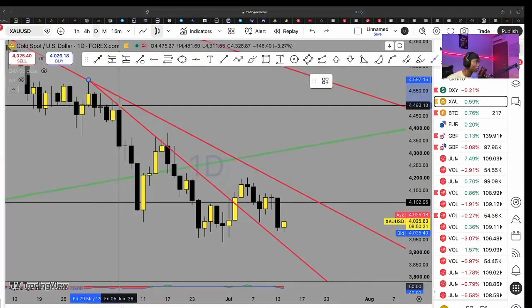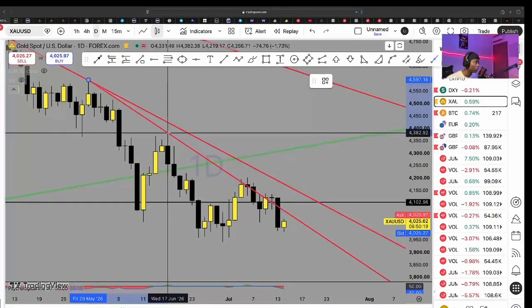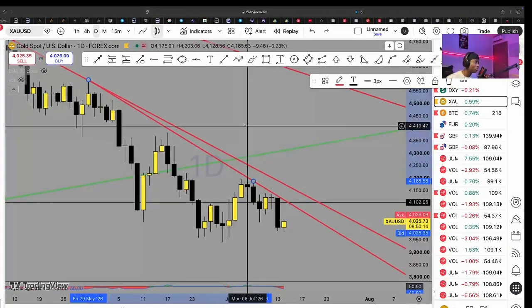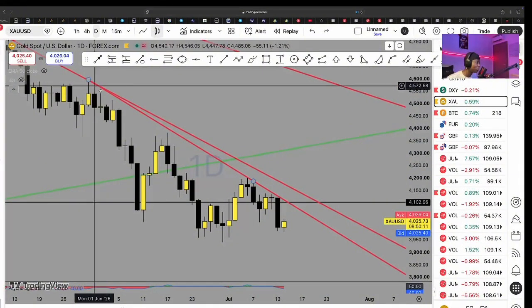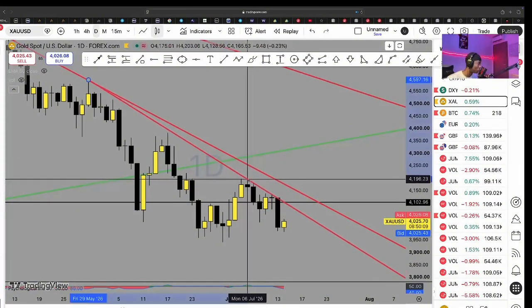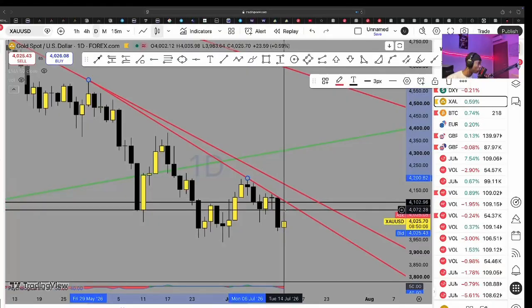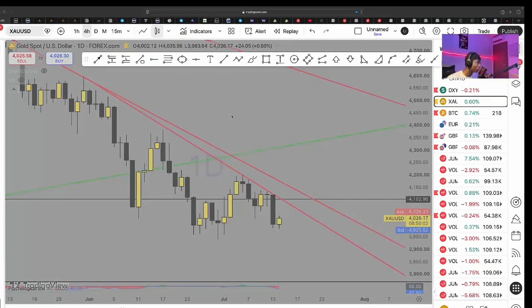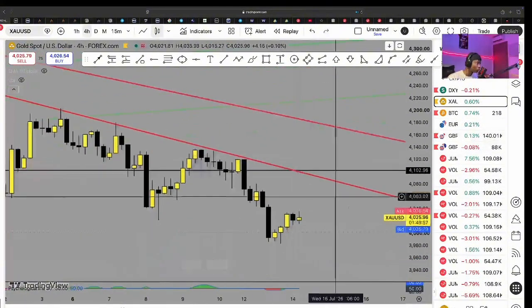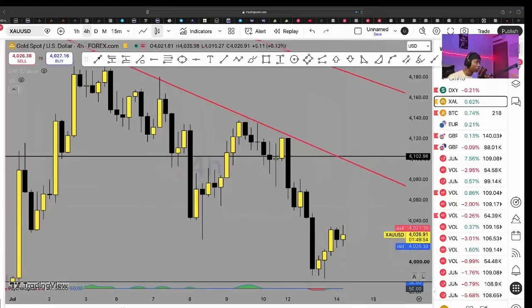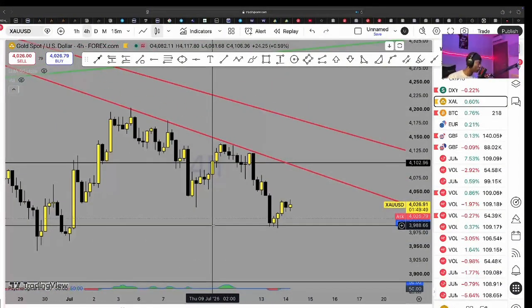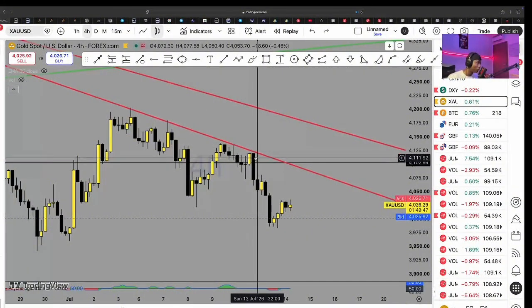Let me see if I can come in with another trend line at this point. As you can see, we had the first touch, the second touch, and this was the third touch. This was the move that happened yesterday. If you move down to the hourly time frame, like the 4 hour, you're gonna see this touch on the 4 hour. This move happened yesterday.